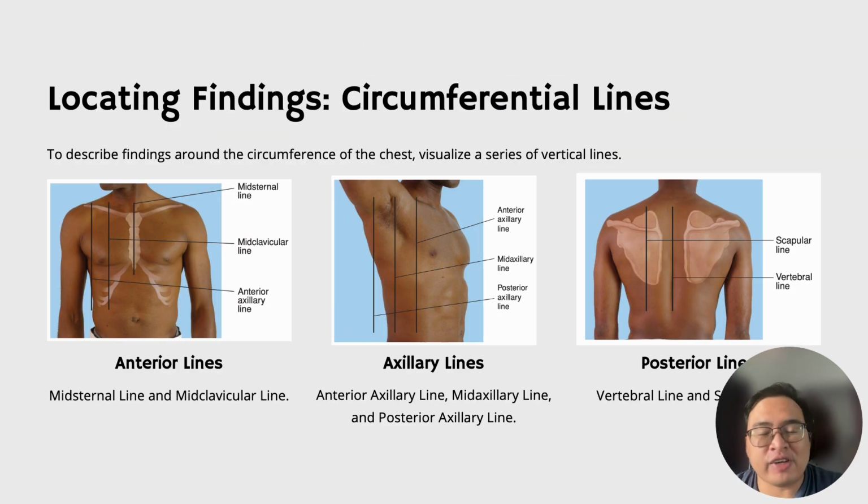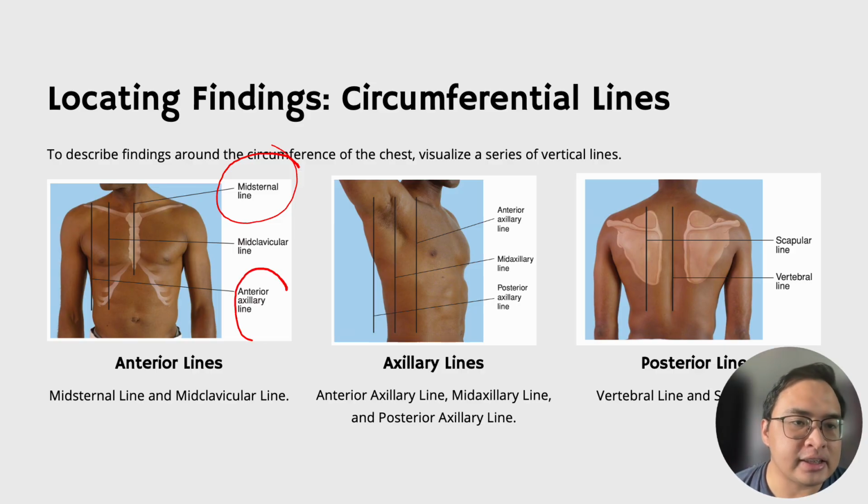Now we know how to describe findings in the vertical axis. How do we next describe findings circumferentially? For that, we have three sets of lines: anterior lines, axillary lines, and posterior lines. So first, starting with the anterior lines, the middlemost line is the mid-sternal line. It's the line that passes through the center of your sternum. It's midline. Next, the most lateral lines in the anterior view are the anterior axillary lines.